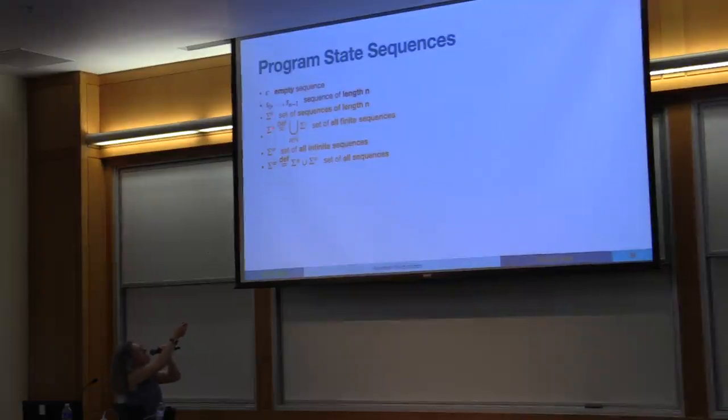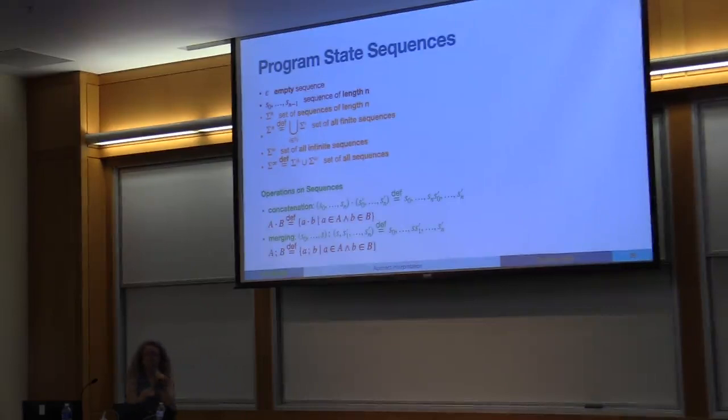This one here, the sigma star, is the set of all finite sequences. It's okay if there is the empty sequence there. When I put omega, it's going to be the set of all infinite sequences. And when I do the union of them, I will put infinity there, and that is the set of all sequences, finite or infinite.